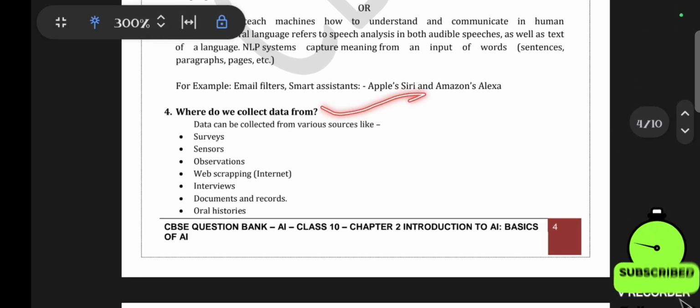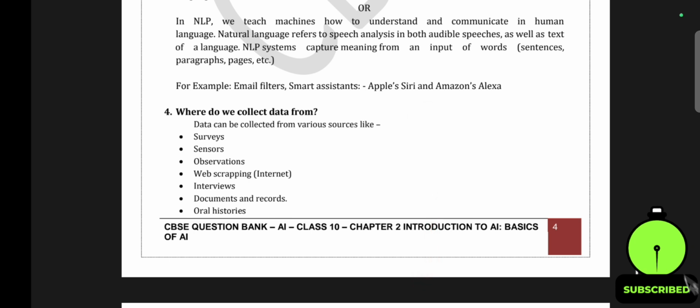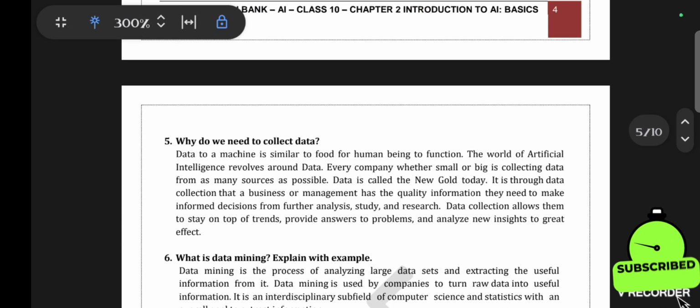Now fourth question, where do we collect data from? From where we collect the data? Basically, there are various sources of collecting data. Some are like survey, sensor, observation, web scraping, interviews, document and record, oral histories. There are lots. You can write any 5.